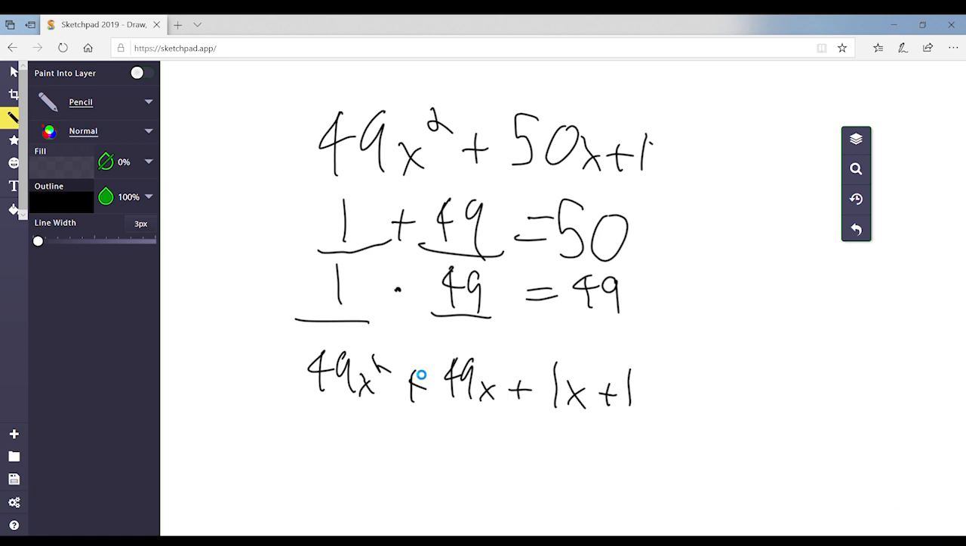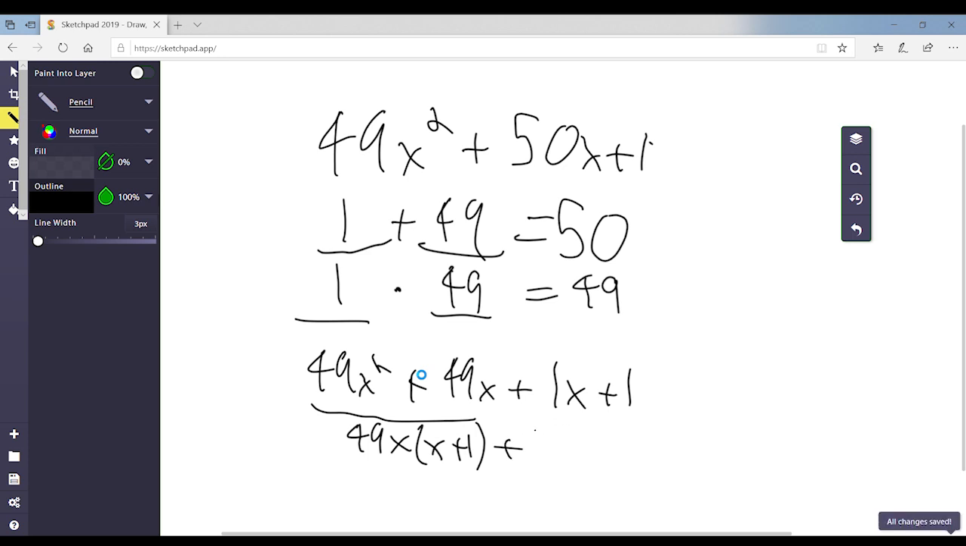And now we can factor out the 49x here, just in this part. 49x times x plus 1, and then we add that to 1 times x plus 1, and we factor out the x plus 1 to get x plus 1 times 49x plus 1.